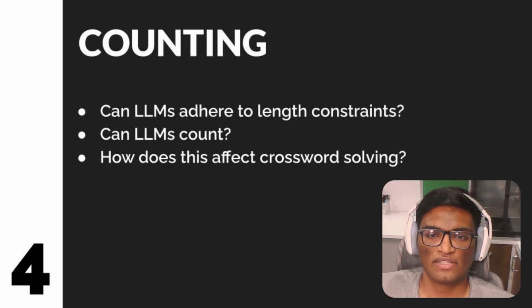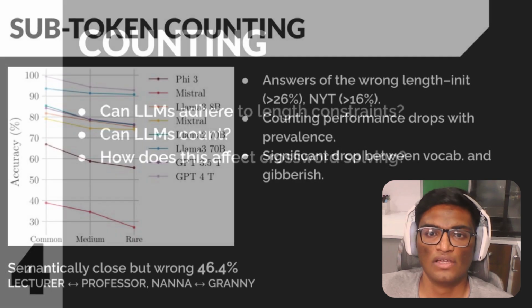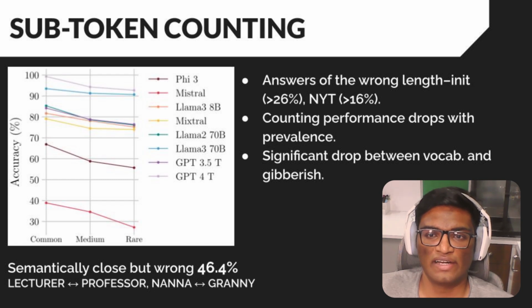The final aspect we analyze is length adherence or counting, and it's not all roses and sunshine in this department. In particular, we are interested in an LLM's ability to count the number of constituent characters making up a word or phrase, which is a crucial ability for solving crosswords and many other tasks. We find that LLMs generate answers of the wrong length 16% of the time on the New York Times dataset and 26% of the time on a cryptic dataset in the best case scenario.